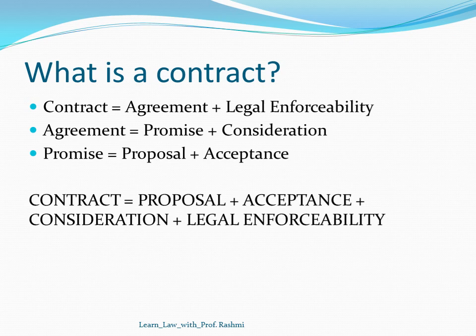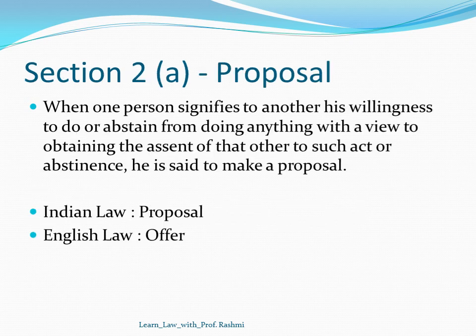Now we have got the terms like proposal, we have got acceptance, we have got consideration. So we'll have to understand what does proposal mean. We have to understand what is acceptance and what is consideration and all those things. So section 2A is talking about proposal. So proposal is basically when one person signifies to another his willingness to do or abstain from doing anything with a view to obtaining the assent of that other to such act or abstinence, he is said to make a proposal.